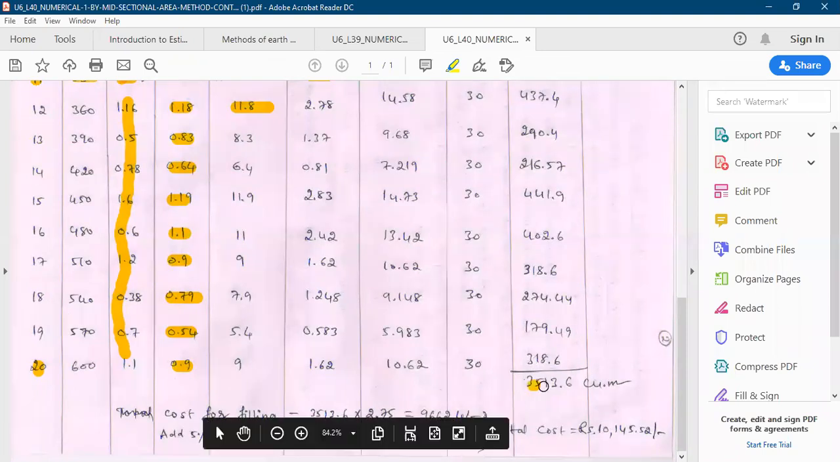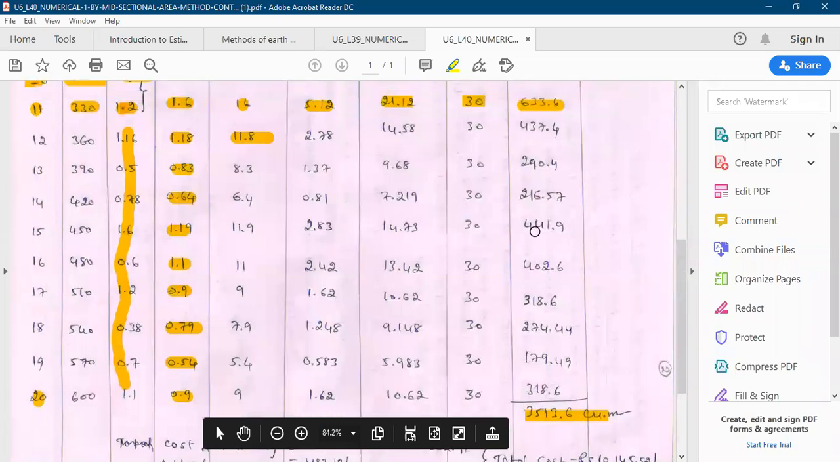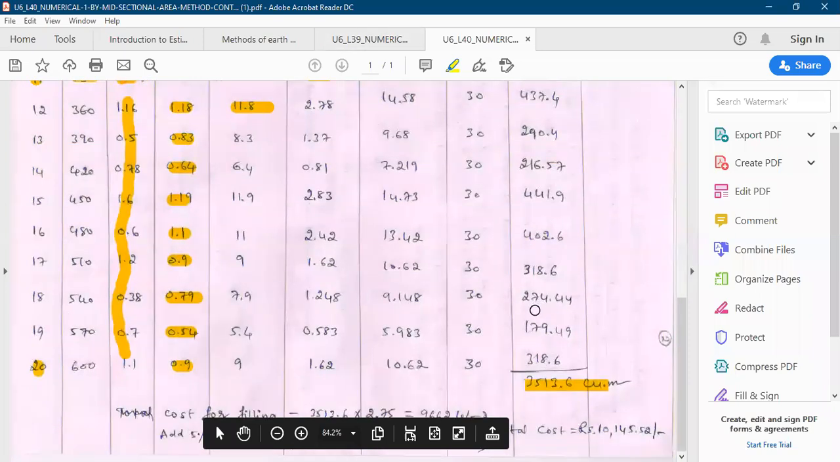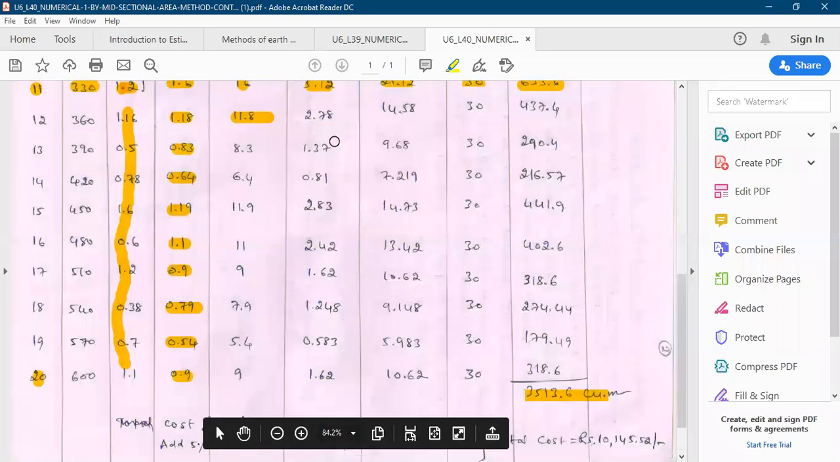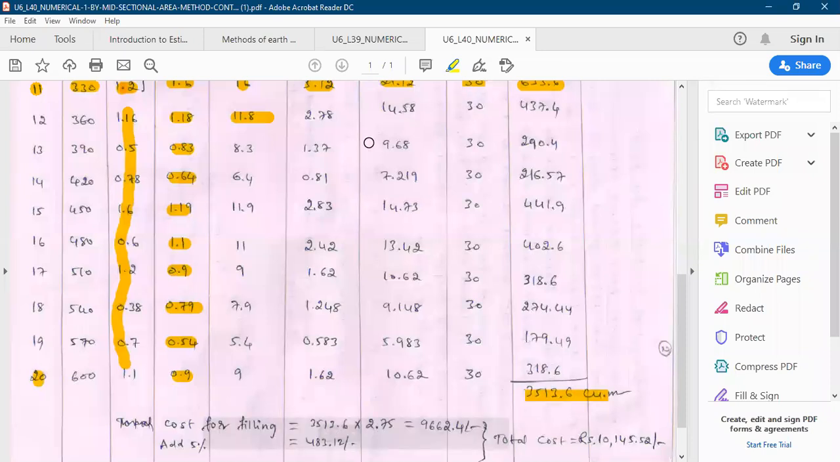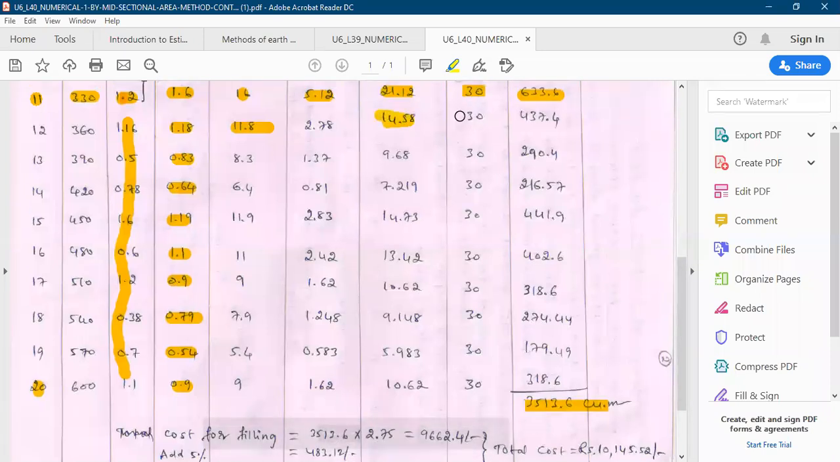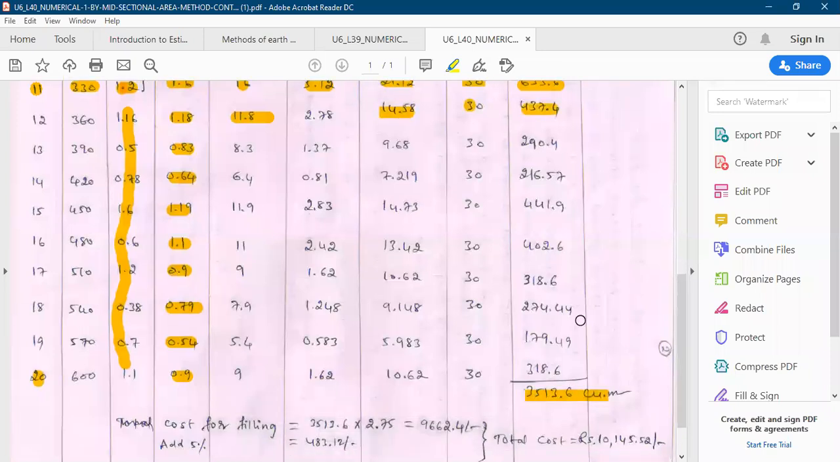Like that we can do all the calculations. At the end, we'll get the total volume of earthwork as 3513.6 in the filling. So this is the calculation we can do. Like that you do the calculation for the remaining sections: calculate BD for all the points, SD square for all the points, get the total area of the trapezoidal portion, and multiply with the length to get the filling value. At the end you can add this.